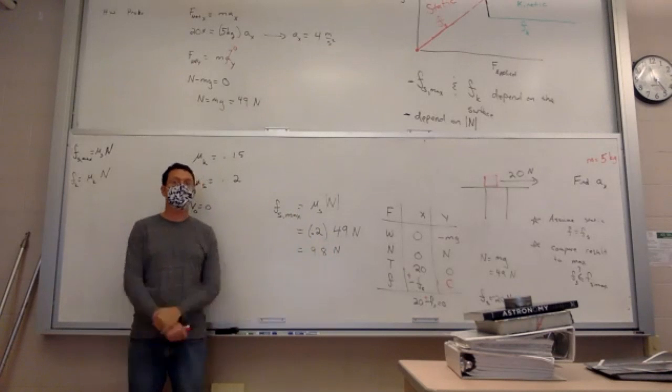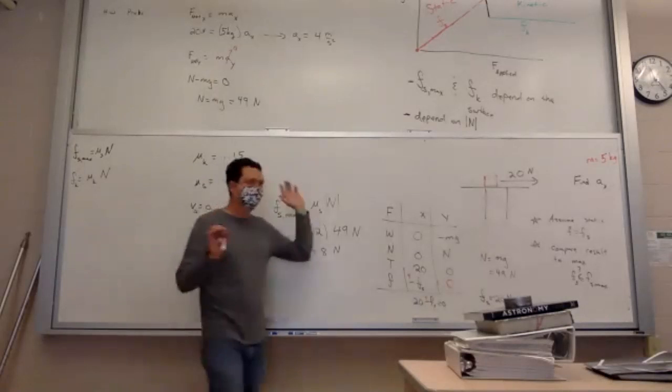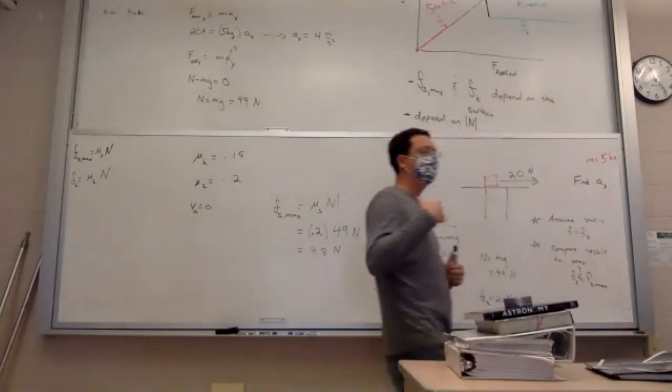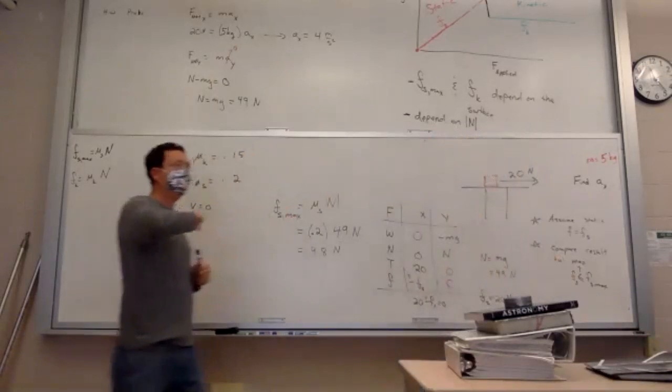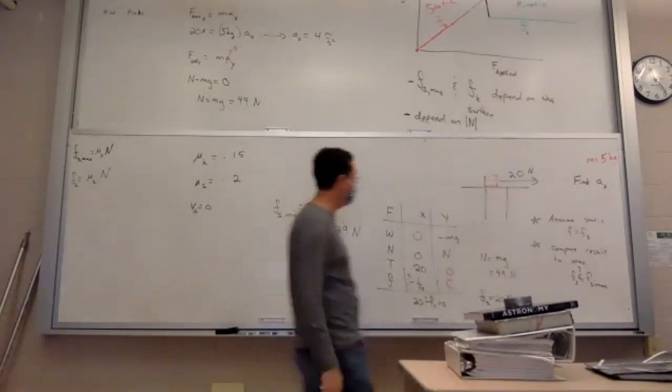So you're never going to get 20 newtons of static friction. Therefore, what? It's going to move. Motion is you've asked the static friction to do more than it can. It is going to slide. Okay. So it's going to slide.